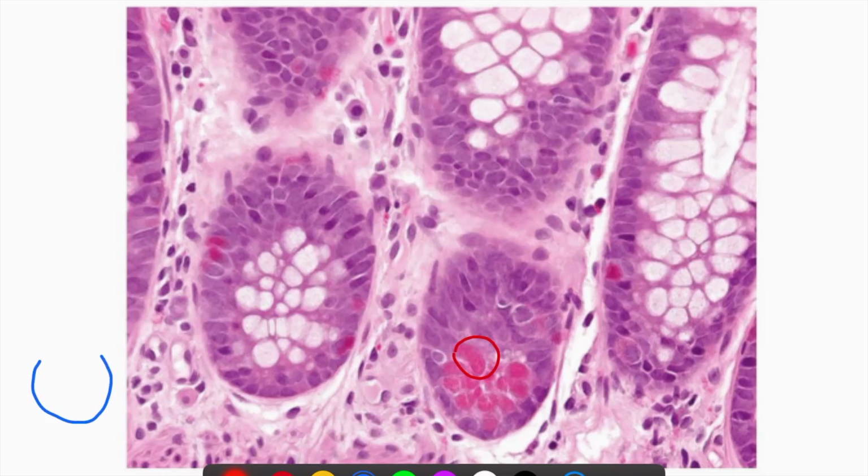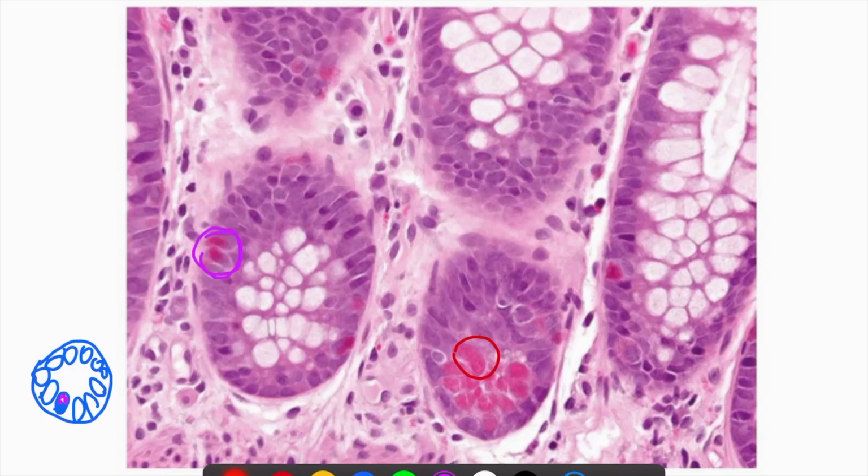There is a crypt over here and there are cells which are arranged over here. So when you see the Paneth cells, usually the granulated side of the Paneth cells is going to be towards the lumen and the nucleus is towards the base, and you can find the granules arranged towards the lumen. Conversely, you can see here, these are the endocrine cells.